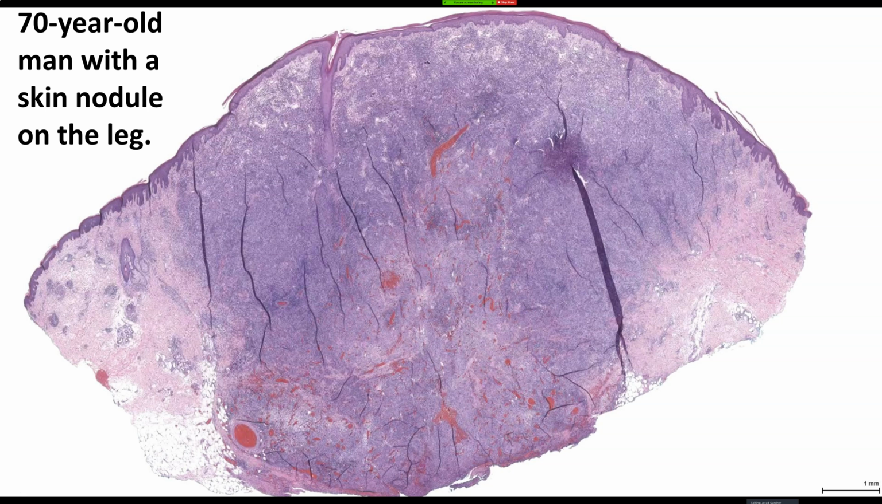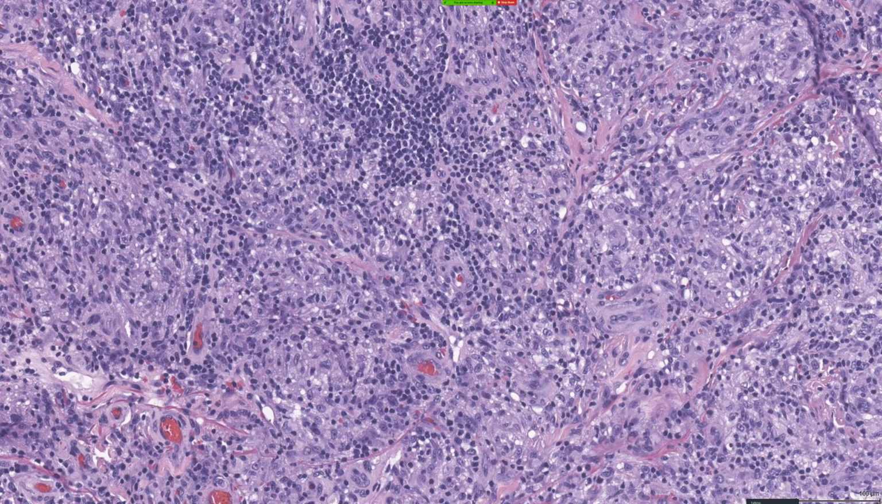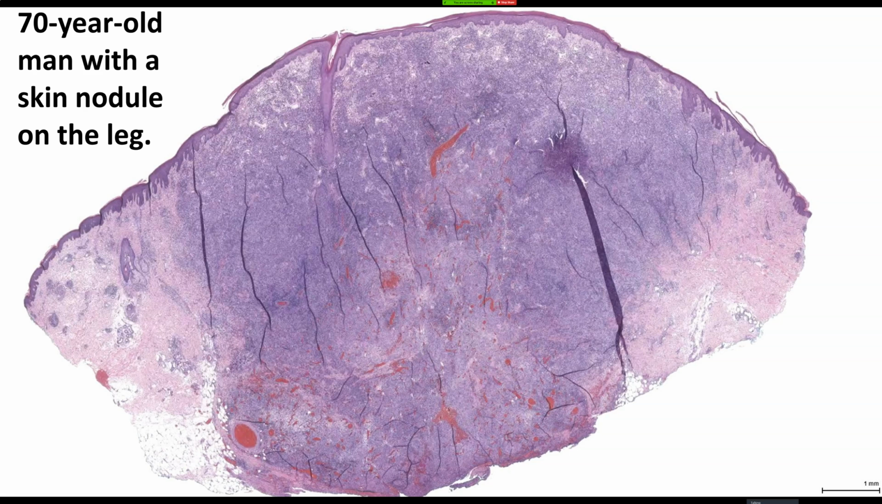This is just an unbelievable case. And I don't expect anyone to know this because I've only seen this twice in my career. An old man with a skin nodule on the leg. Big diffuse sheet. Sorry for the folds and cracks, but sometimes it happens. And going closer, there's kind of sheets of pale histiocytes, aggregates of lymphocytes. I thought about Rosai-Dorfman disease when I first saw this, actually. I thought it was kind of pink and blue.